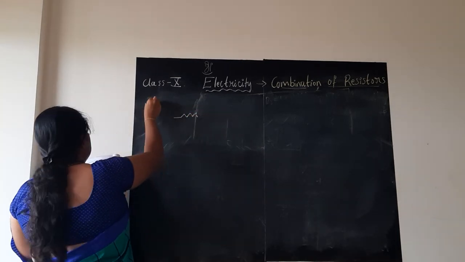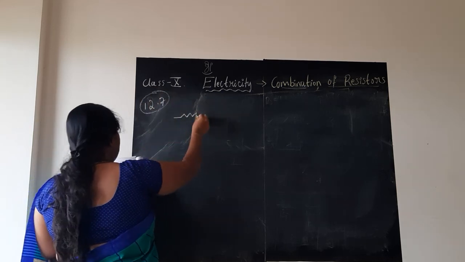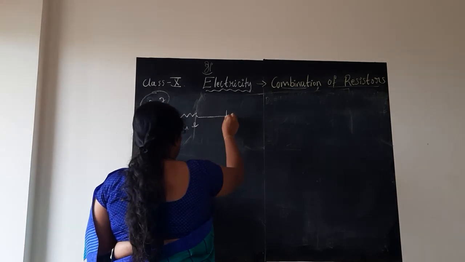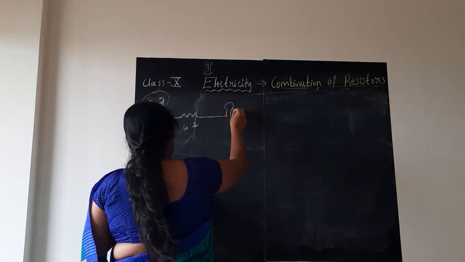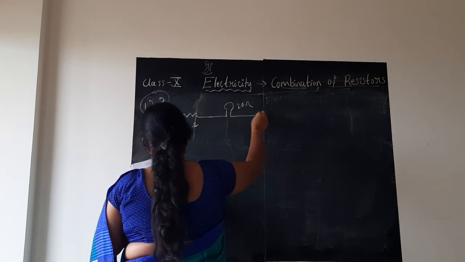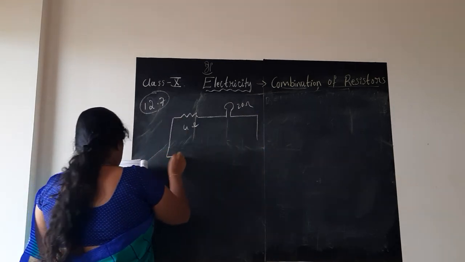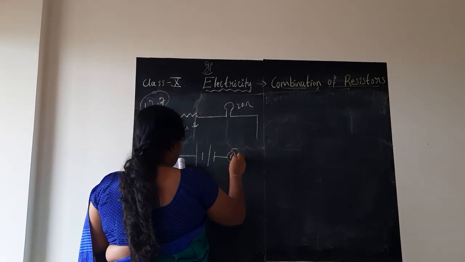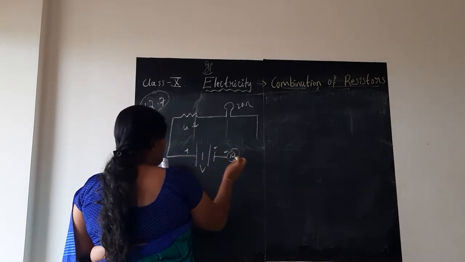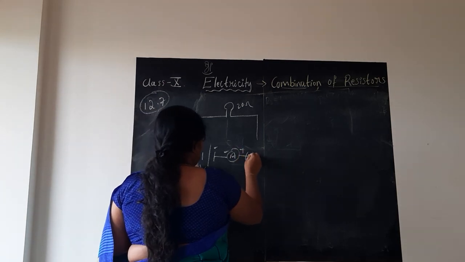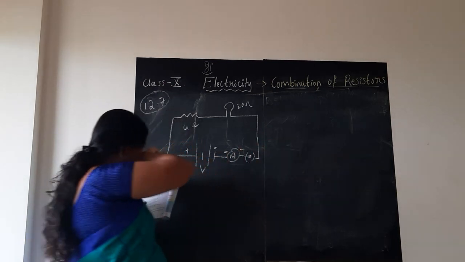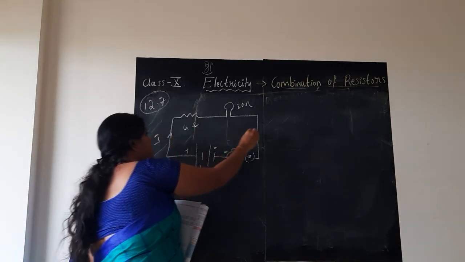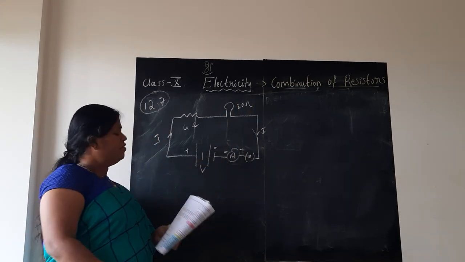This is example 12.7, children. You have one resistor which is of 4 ohms. Next you have one bulb whose resistance is 20 ohm. And it is connected to a battery, an ammeter and a plug key. So this is the circuit diagram. You have it in your textbook. Importantly, mention the direction of flow of current.